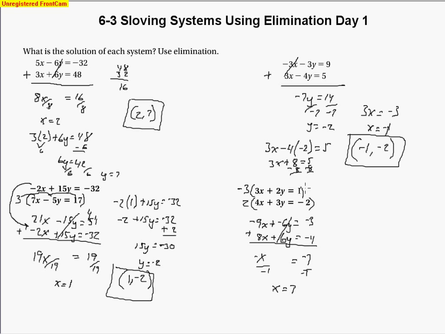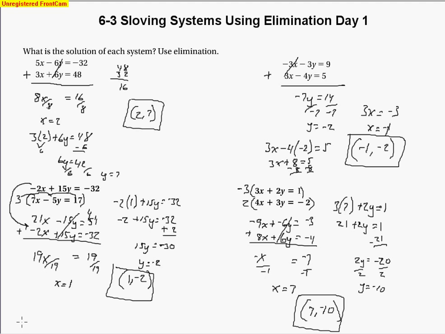I'll substitute in the top equation this time: 3 times 7, plus 2y equals 1. I'll multiply there. 2y plus the 21 equals 1, so I'll subtract the 21 from both sides. I'm left with negative 20 equals 2y. Dividing by 2 gives me my answer: y is negative 10. So the answer is (7, negative 10).